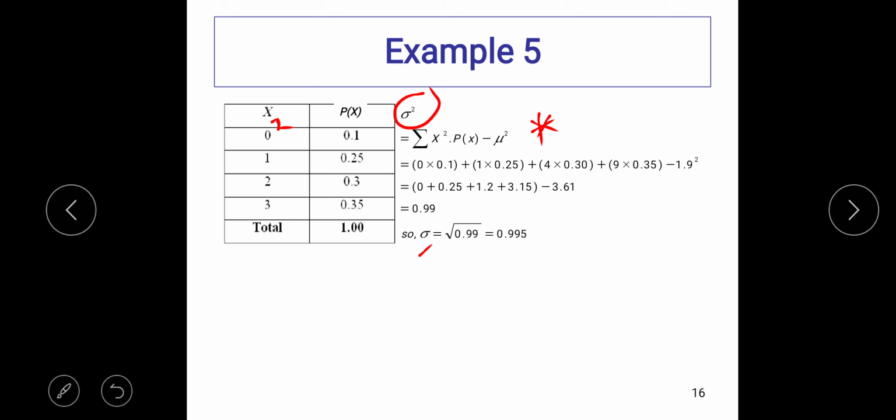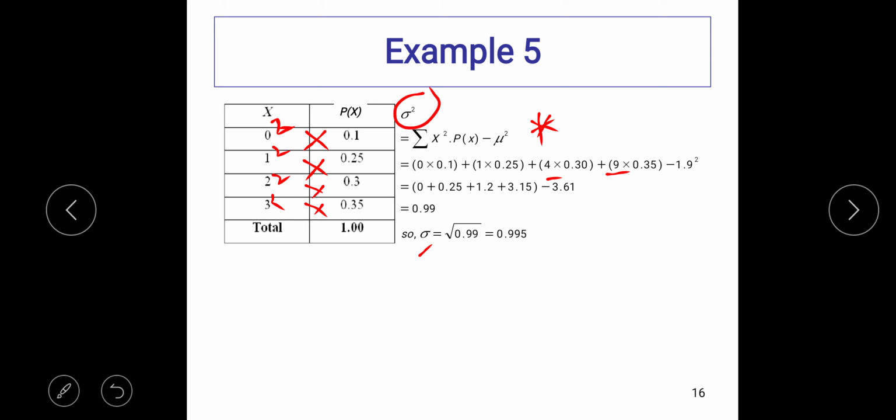Okay, take the square of your 0 and then you multiply. 1 square when your x is 1, and then you multiply, and then 2 square, multiply. Okay, 2 square, of course 4, then times with 0.3. 3 square, okay, 3 square you get 9 times your 0.35. So you do accordingly for each of your x.